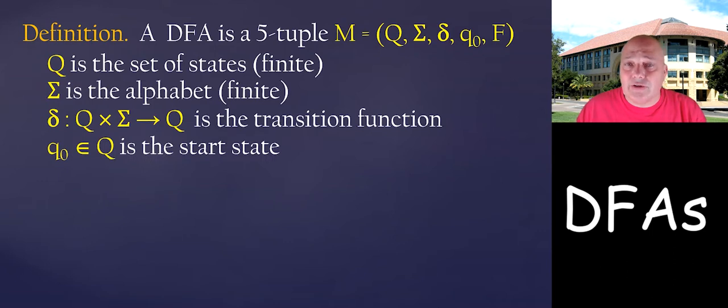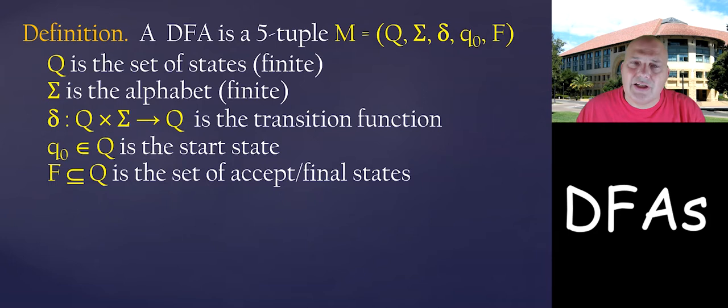Q0 is the start state. So it is one of the states, and it's a special one because this is the start state. That's where the computation starts. And F is a subset of accept states or final states. So these are the states that if we end with these states, we know that we are accepting. This is a very straightforward formalization of the picture we had before.